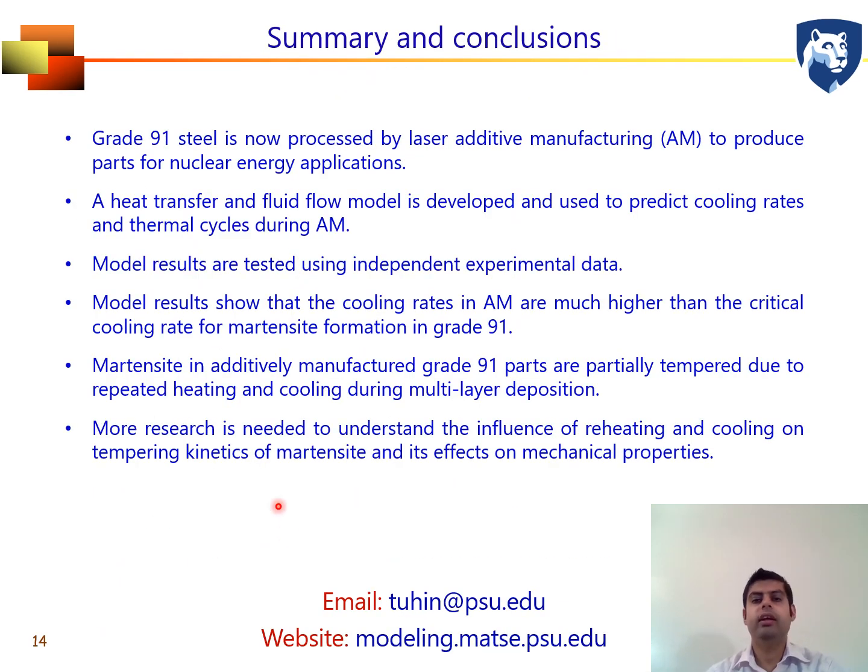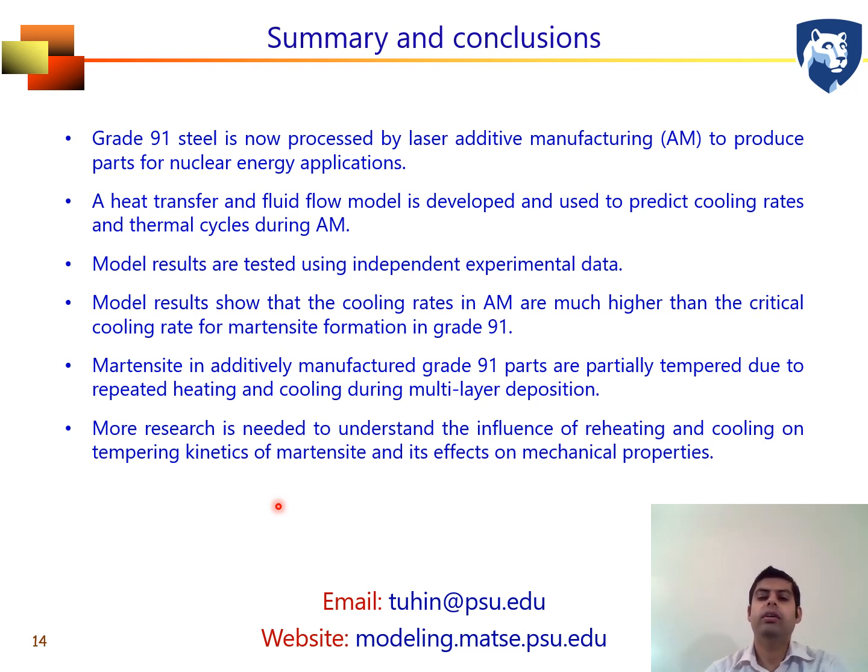As a summary, you can appreciate that grade 91 steel is now widely used in the nuclear industry, and the parts are made by the directed energy deposition additive manufacturing process. During that process, heat transfer and fluid flow control the cooling rate and thermal cycle, both of which affect the structure and properties of the components. To understand this, we developed and used a heat transfer and fluid flow model of the DED process, and we validated the computed result using independent experimental data.